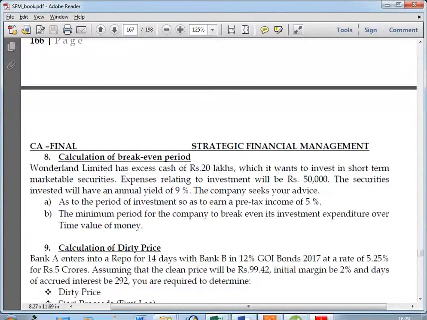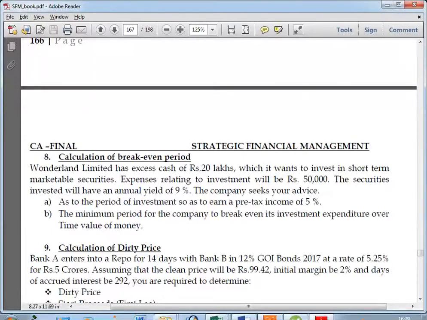Which one? It depends on when you are incurring the cost. Second one, the minimum period when you will break even. How do I answer this? Can you tell it as a percentage? What percentage do you want to earn?